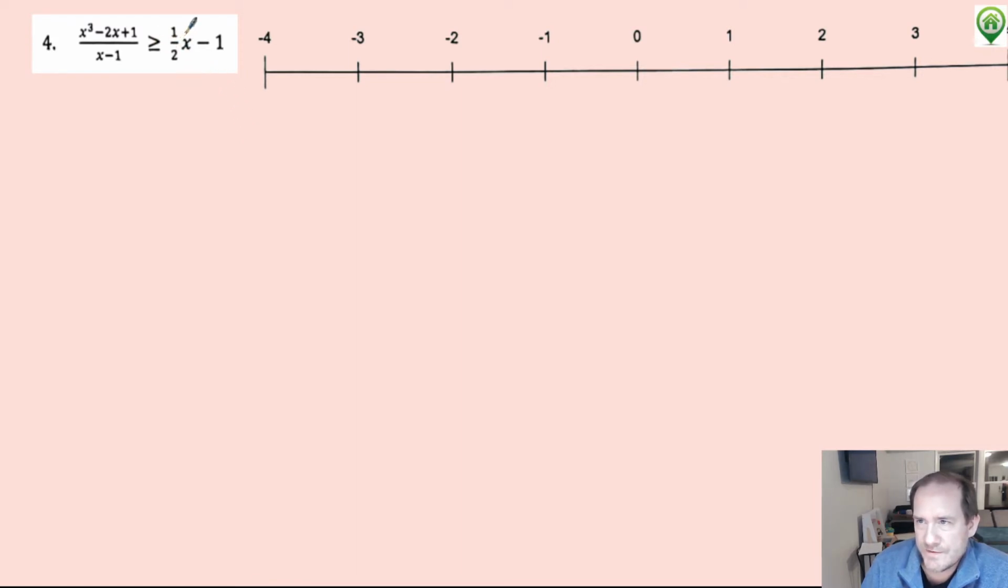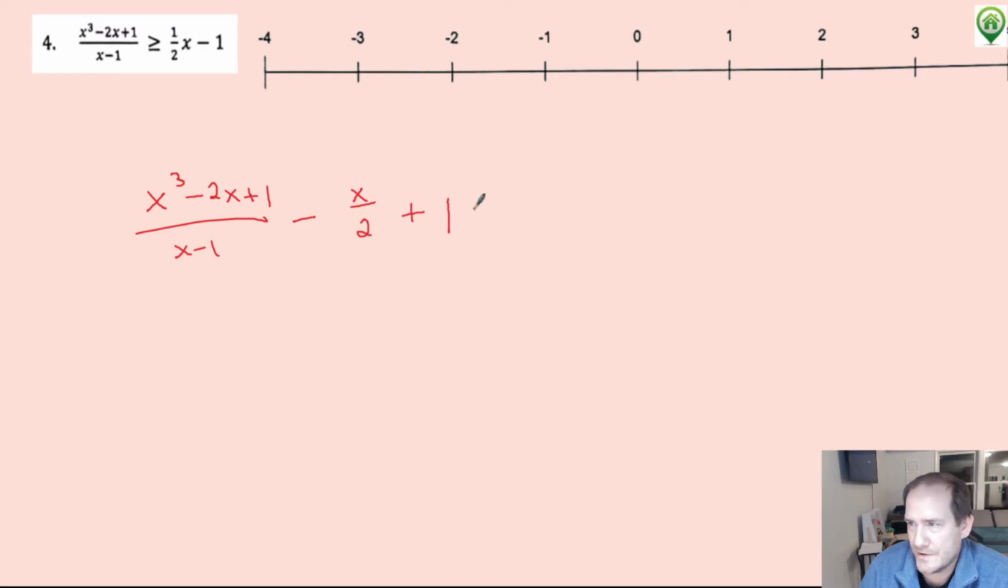Alright, how do we do this one? I guess I'll probably take these terms and just bring them left. That seems easy enough. So I'll get my x cubed minus 2x plus 1 all over x minus 1. We're going to subtract this, so we'll have minus a half x. Now a half x is just x over 2, so I'm just going to write x over 2. Then the 1, I need to add 1 to both sides, so I'll now have a plus 1.